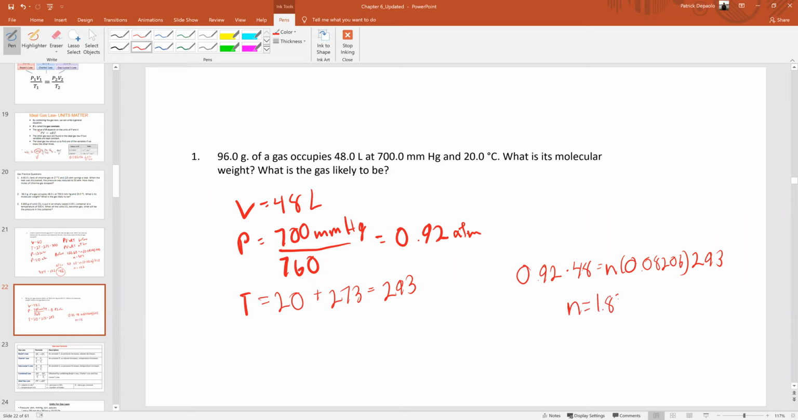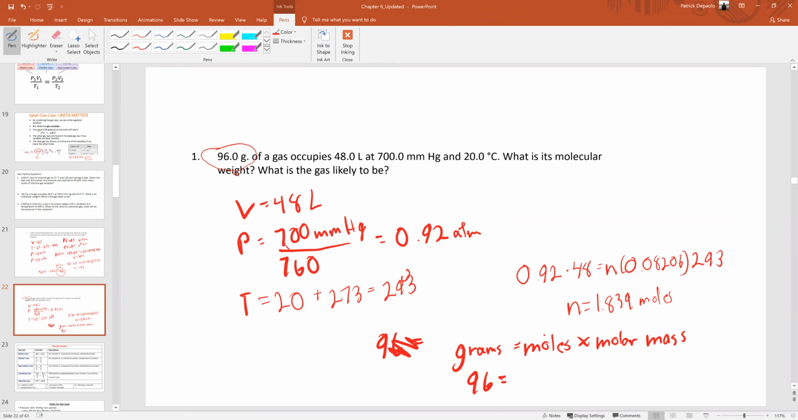N is 1.839 moles. And if that's the case, what are we being given? We're being given a sample of 96 grams of a gas. Or of any sample, let's go generally: grams equals the amount of moles we have times the molar mass. That's the definition we learned a few chapters ago. So we have 96 grams and 1.839 moles. What is the molar mass? If you calculate that, the molar mass is 52.2 grams per mole. Normally the question would be, what is this gas most likely to be?